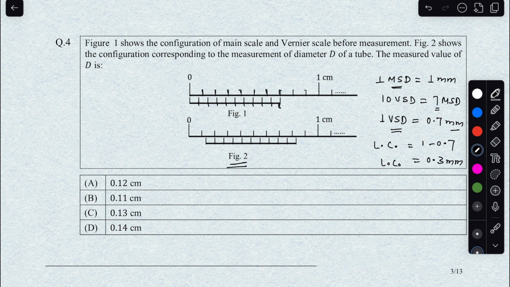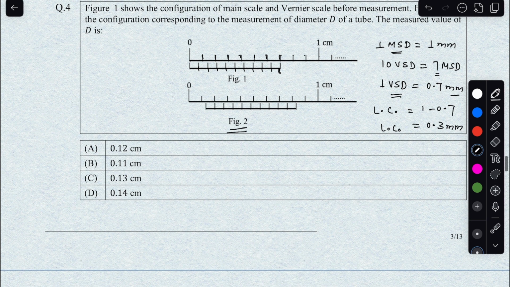In figure 2, the formula for the measurement is quite simple. Measured value equals MSR plus least count times VSR. Here the main scale reading MSR is 0.1. Since the calculation is in centimeters, let us do it in centimeters only. So 0.1 centimeter, plus least count, which is 0.3 mm or 0.03 centimeter, times VSR.